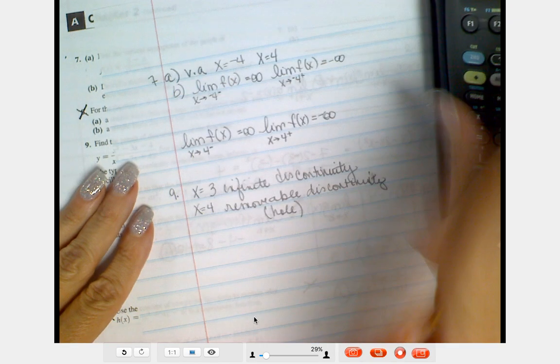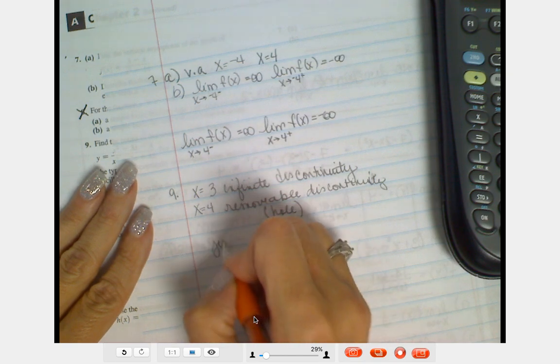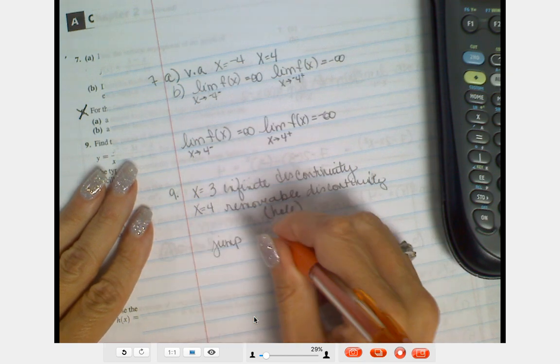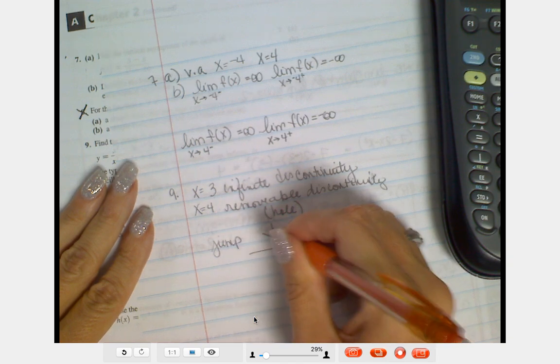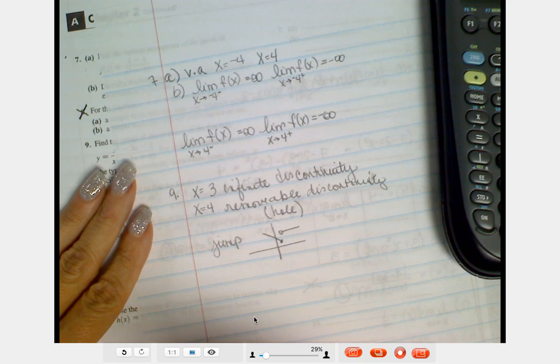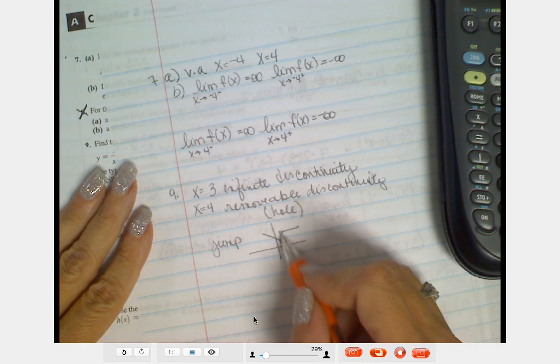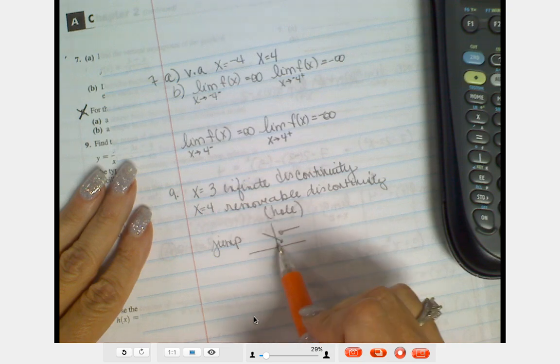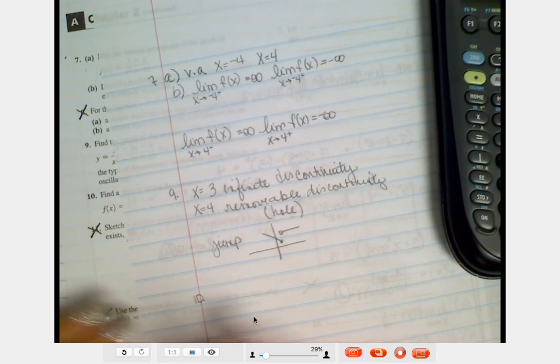The only other type of discontinuity that we don't have here is one called a jump, and that would look something like you did this, and then you did that. So where you actually jumped up, okay? That would be a jump, but those are very obvious. So let's move on to number 10.